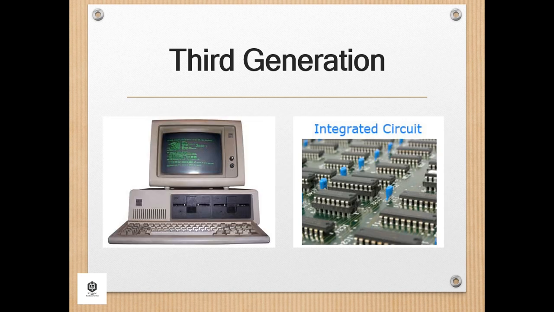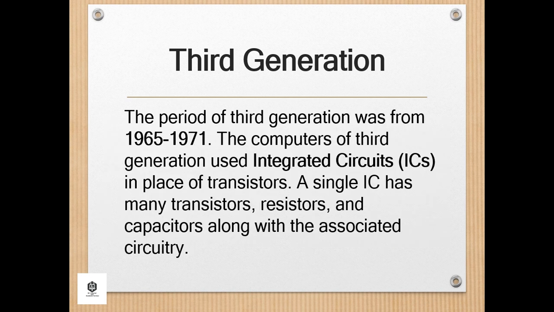Let's proceed to the third generation. The period of the third generation was from 1965 to 1971. The computers of third generation used integrated circuits or IC in place of transistors. A single IC has many transistors, resistors, and capacitors along with the associated circuitry. The IC was invented by Jack Kilby.